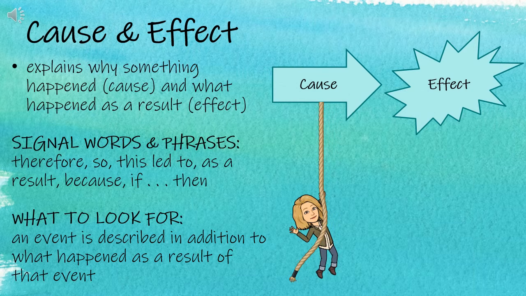The next text structure is cause and effect. This explains why something happened, the cause, and what happened as a result of that, the effect. There are several signal words and phrases that will help you identify a text as using the cause and effect text structure. These are therefore, so, this led to, as a result, because, and if and then statements. You should also look for an event that is described in addition to what happened as a result of that event.